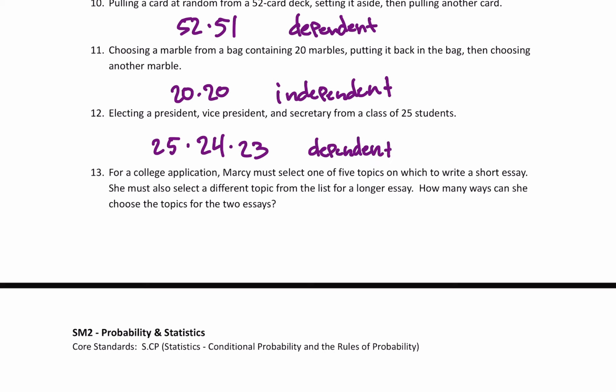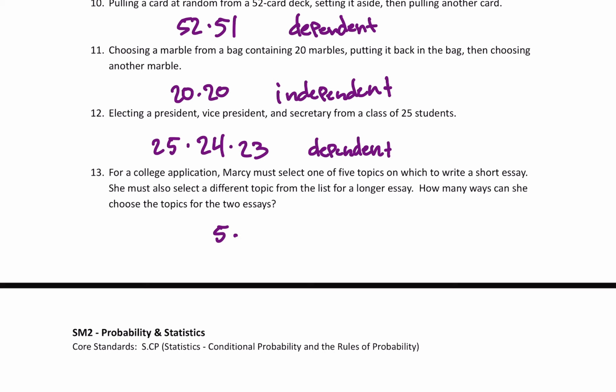Okay, now for a college application, Marcy must select one of the 5 topics on which to write a short essay. She must also select a different topic from the list for a longer essay. How many ways can she choose the topics for the 2 essays? So we've got a list of 5, and we have to pick one of them to write a short essay about. So I have 5 different choices I can make.